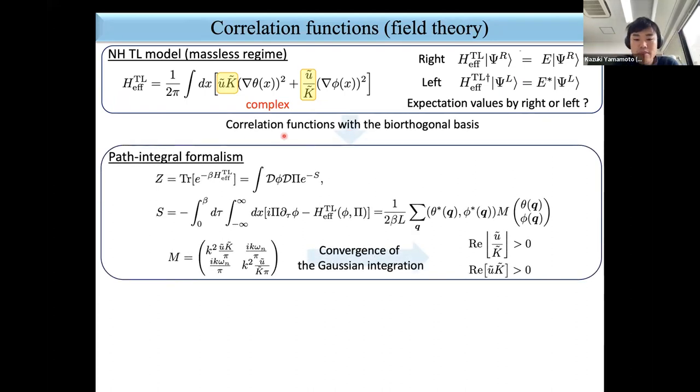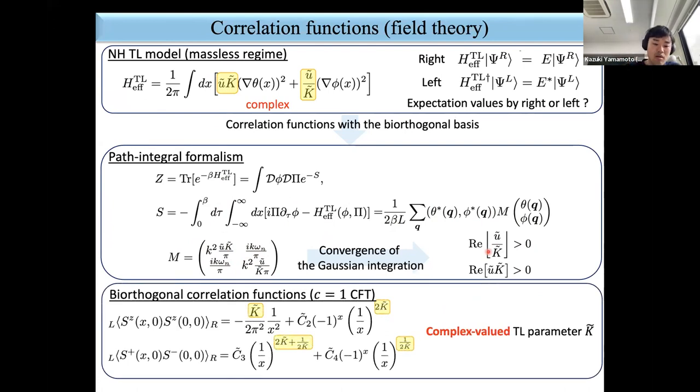The first one is called the bi-orthogonal correlation functions because we use the bi-orthogonal basis. It is constructed from the path integral formalism, and this is the partition function. And in the second line, this is the action, and we can calculate it by using the matrix M. Here, M is given by this 2 × 2 matrix. And we can see that the complex valued Tomonaga-Luttinger parameter K tilde and complex valued velocity of excitations u, u tilde appear in these parts. And because this matrix becomes complex valued, to ensure the convergence of the Gaussian integration, these restrictions are applied to this calculation.